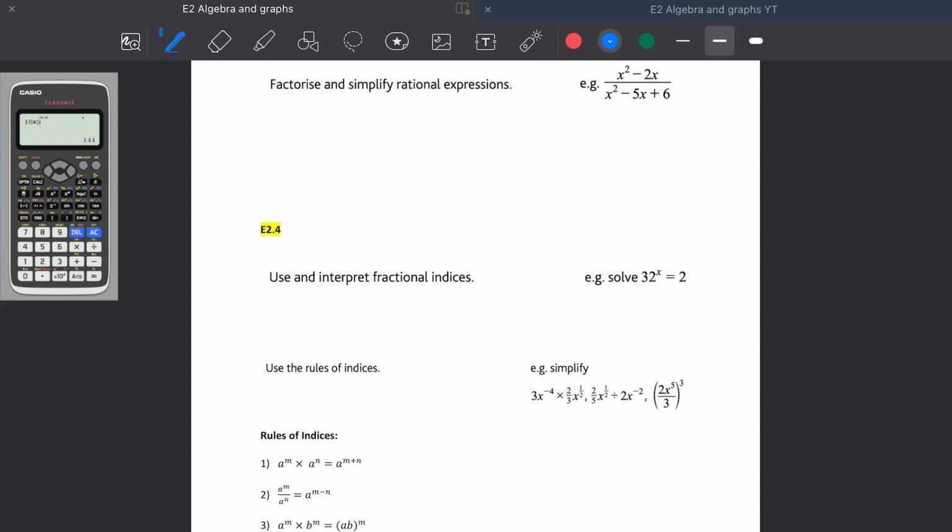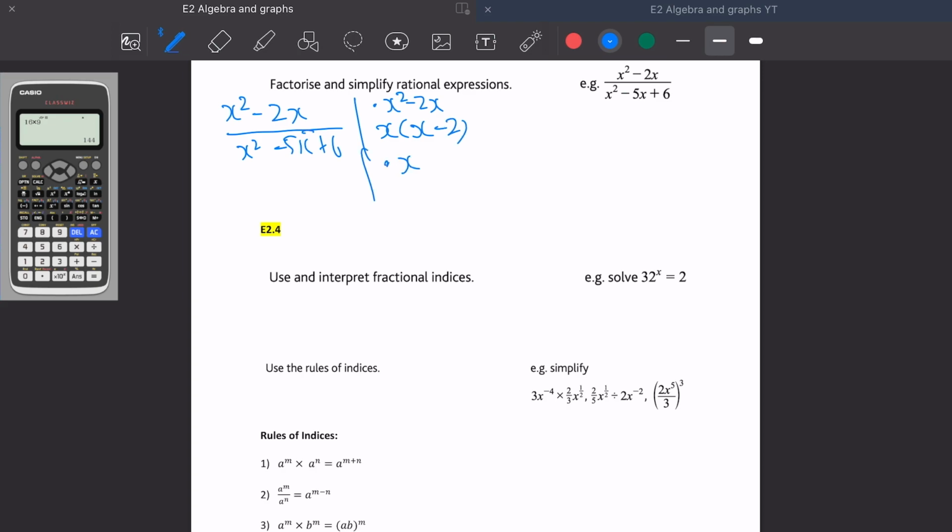Next syllabus statement is factorize and simplify rational expressions. So the question is x squared minus 2x divided by x squared minus 5x plus 6. So in these type of questions, you have to first factorize the numerator and then factorize the denominator. So let's look at x squared minus 2x. Let's take x common, x minus 2.